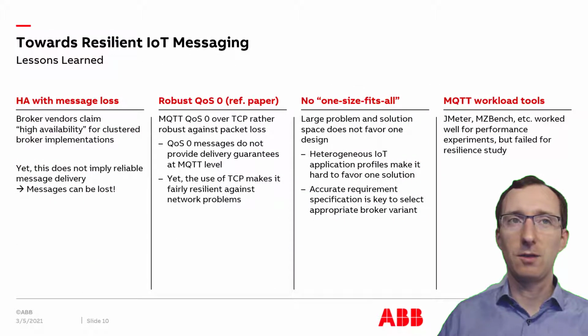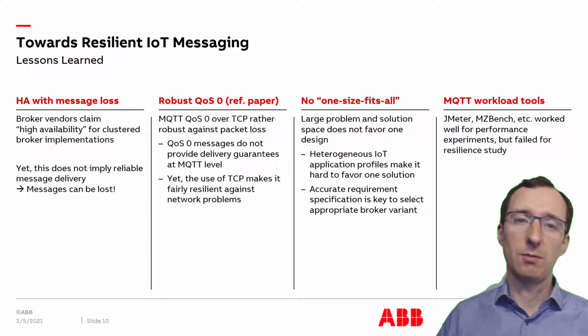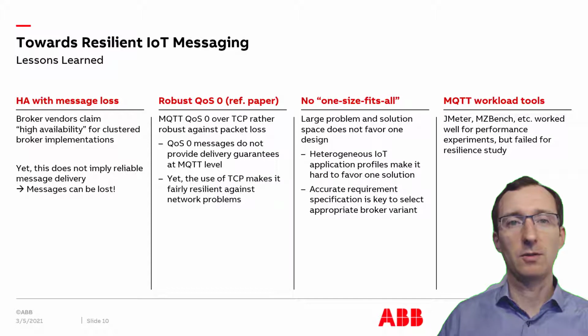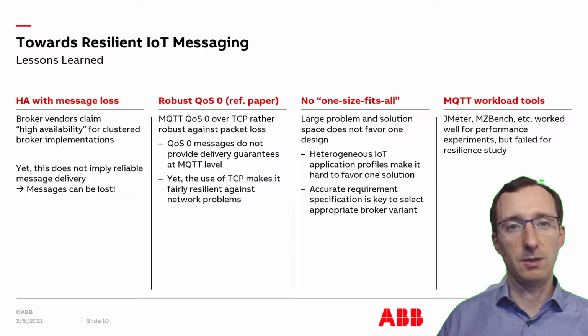With that, let me conclude today's presentation by highlighting 2 key learnings we had. The first is that brokers that promise to be highly available cannot guarantee to avoid message loss at all times. This is important to consider when designing applications. Secondly, there's no one-size-fits-all solution when it comes to the selection of brokers. We really saw that IoT applications have a very different profile when it comes to requirements towards messaging. So application designers should really take care of choosing a broker that fits their needs.